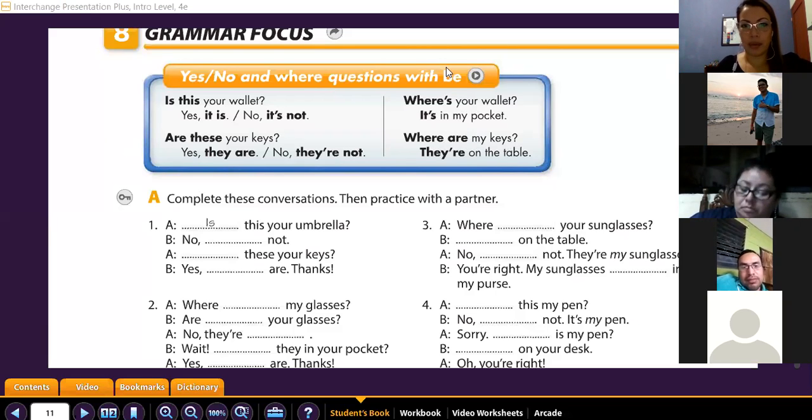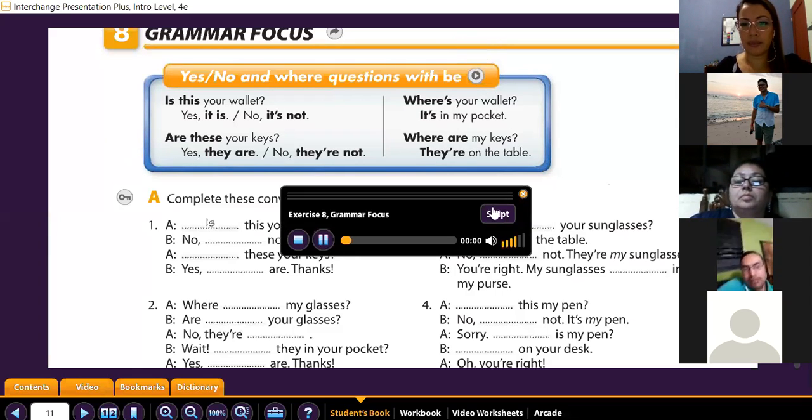Ajá. Y aquí podemos escuchar el audio en donde estarán las dos opciones. Okay, let's go to page 11, exercise 8. Grammar focus. Yes, no, and where questions with be.